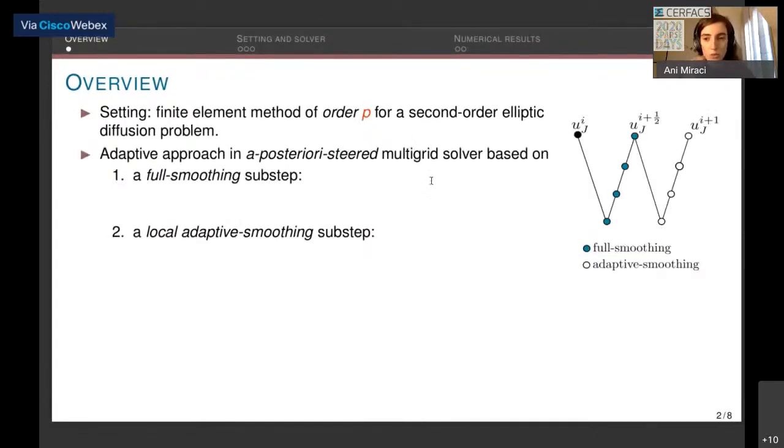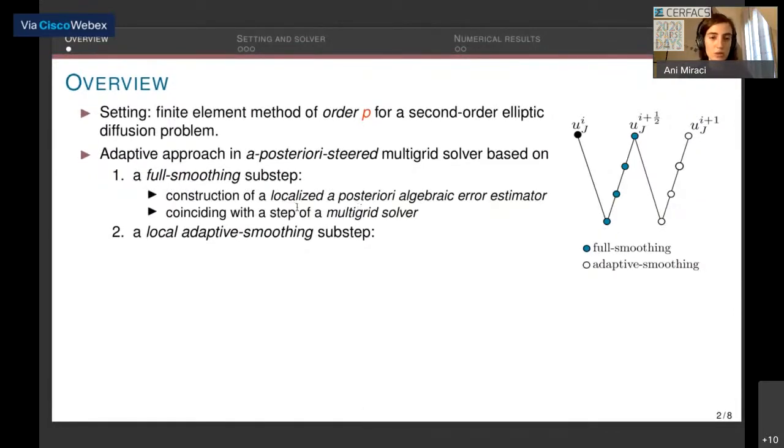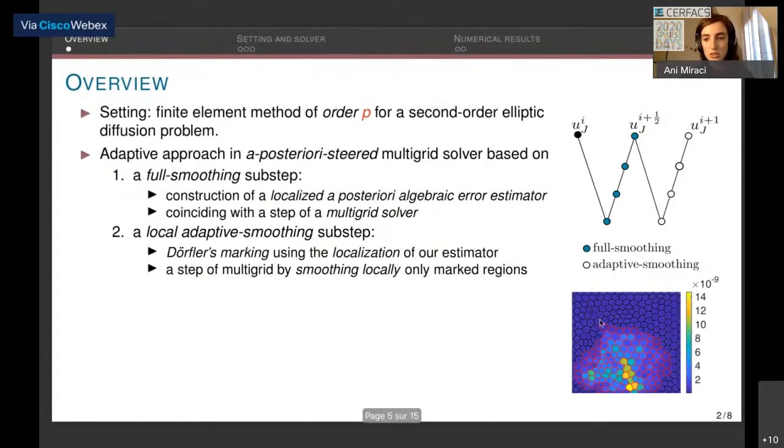The approach that we will be taking is a geometric multigrid. The adaptive multigrid in question will rely on two V-cycles. We call the first one a full smoothing, and in here we also construct a localized a posteriori algebraic error estimator. This localization allows us to see where the algebraic error will be largest, and so in the second adaptive local smoothing, we will use local smoothing only in these problematic regions. The way that we mark these regions is thanks to a Dörfler criterion.